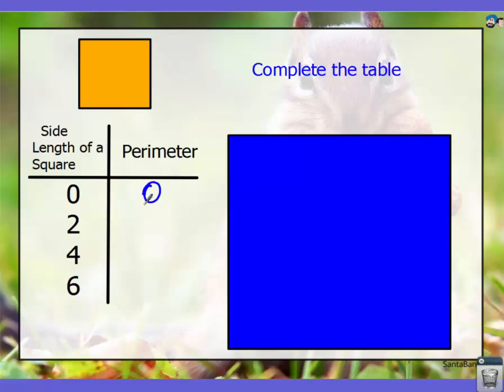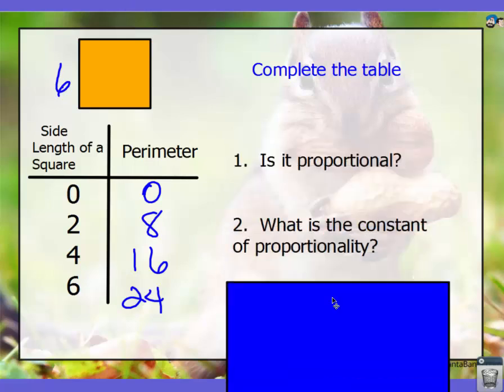But what if each of the sides were 2? 2, 2, 2, and 2. Okay, if that was the case, then we would do 2 times 4, or 2 plus 2 plus 2 plus 2, and get 8. Well, what if, instead of it being 2, what if they were 4? Okay, so 4, 4, 4, 4. Well, that's 4 4s, which actually gives you 16. Okay, well, what if it were 6? Well, that's going to be 4 6s, and 6 times 4 is 24. So I have a couple questions for you to answer now that we've completed the table.